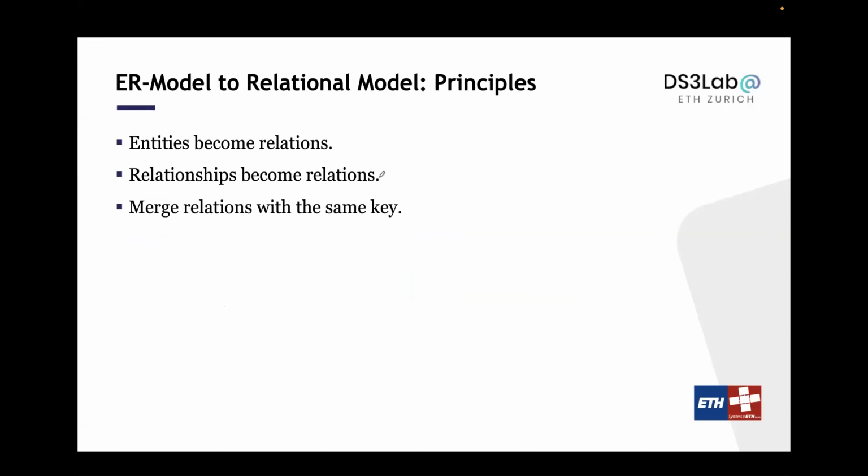And then you start to merge relations with the same key, okay? And then you have some special consideration for generalization and for weak entities, right? So during the translation, you should be able to apply those principles. What's tricky is whenever there's a cardinality constraint, and as we will see later, whenever you have functional dependencies induced by your entity relationship model, the design could be tricky.